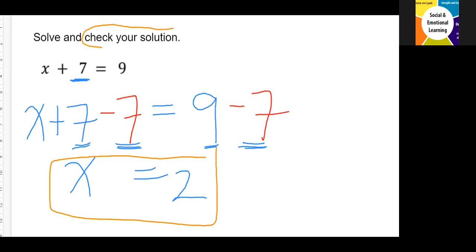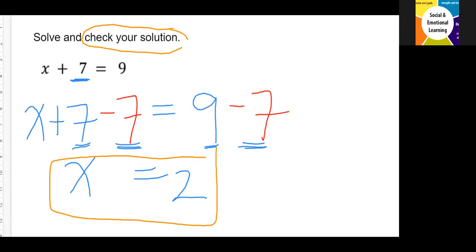It says check your solution. Do you guys know what that means, to check a solution? To put the number you got for your answer inside the equation and then check if it's actually correct. Yeah, okay. I think 2 people were talking at once. Okay, so be careful about that. But you were both right. Very nice.